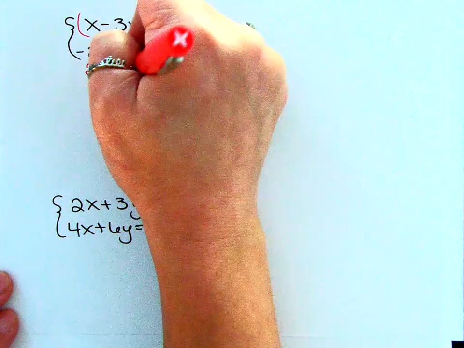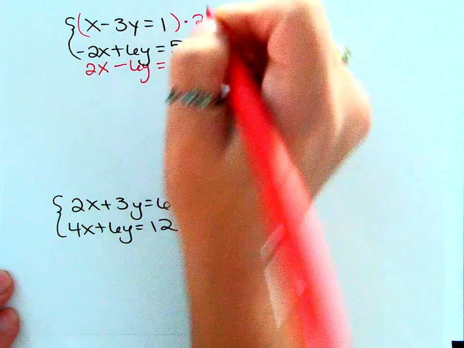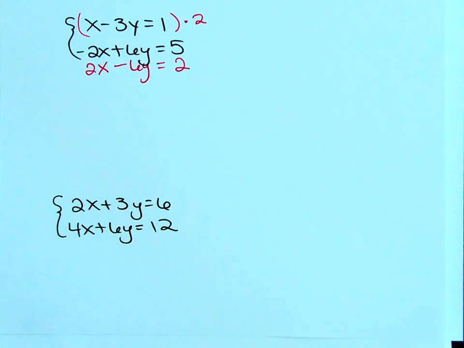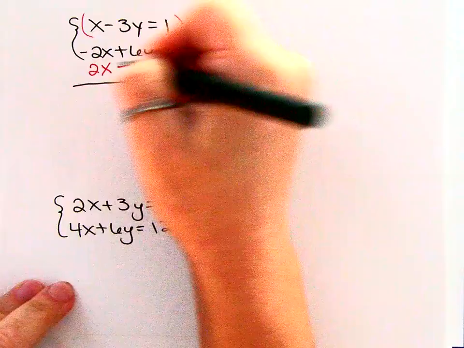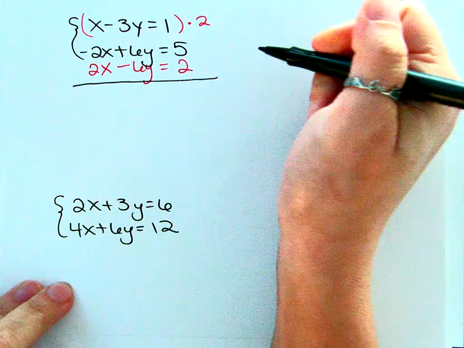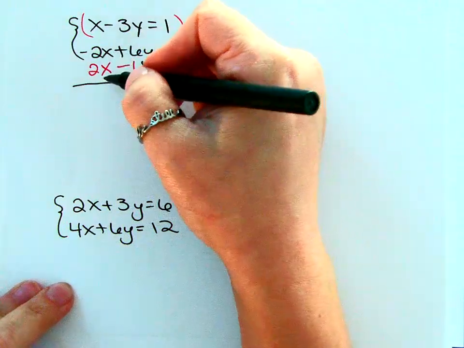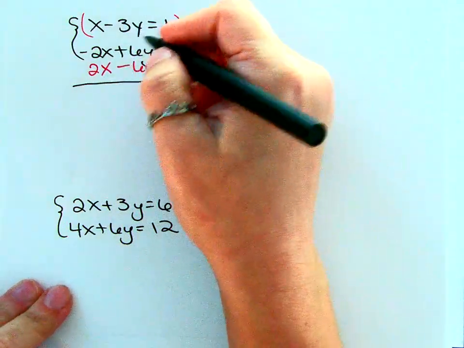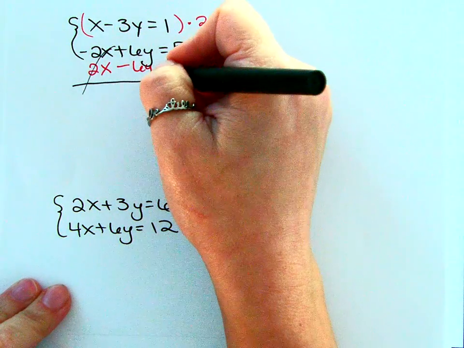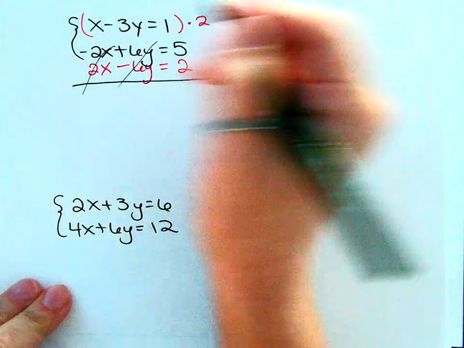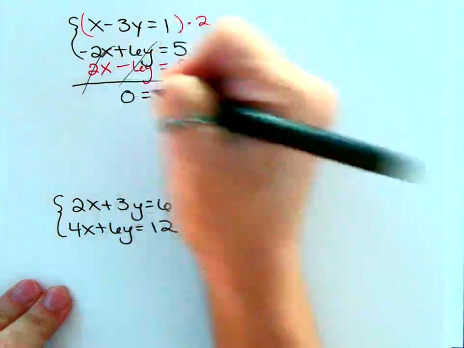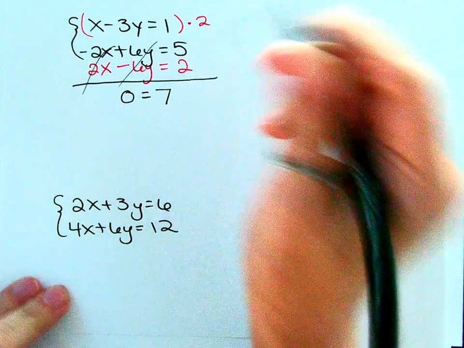And I wrote it right beneath the bottom equation so that I can just go ahead and do my addition, where I'm adding the black one and the red one. Negative 2x and positive 2x means my x's go away. 6y minus 6y means my y's go away. So I have 0 on the left-hand side. And on the right-hand side, I have 7. Does 0 equal 7? This is false.